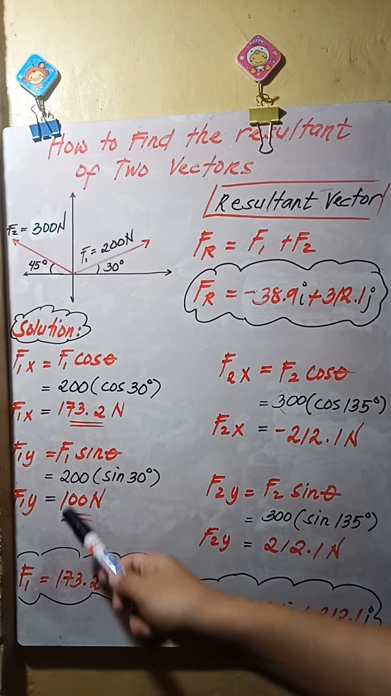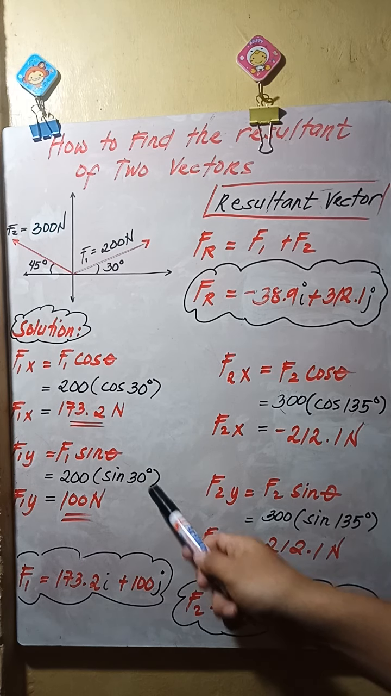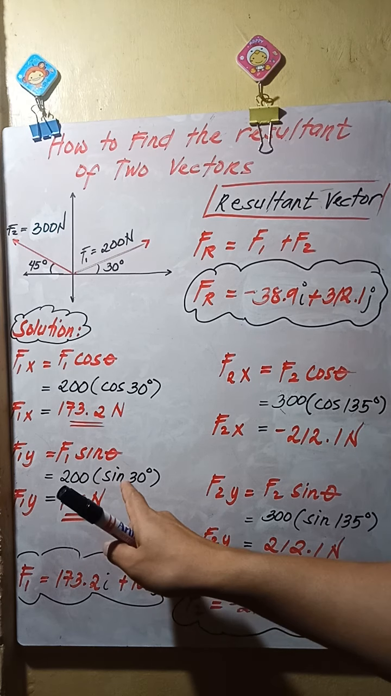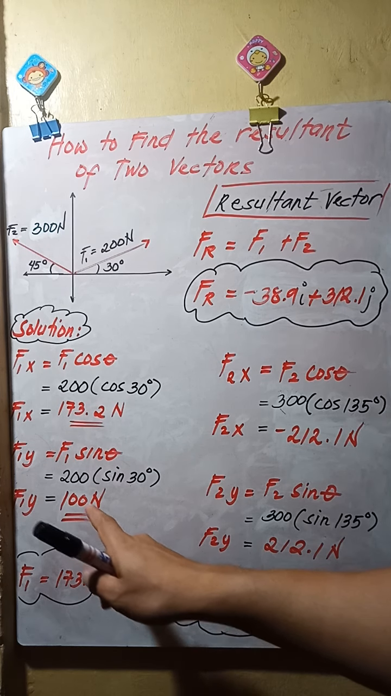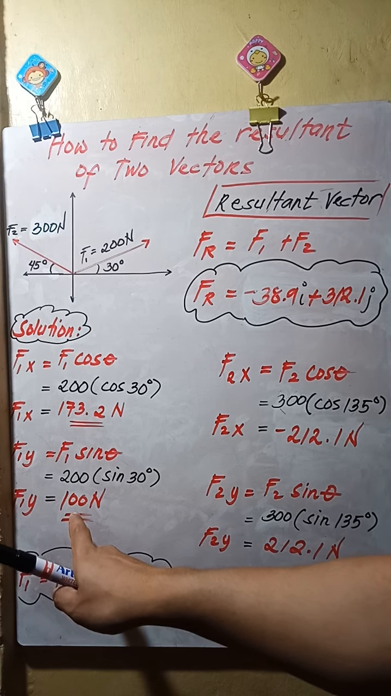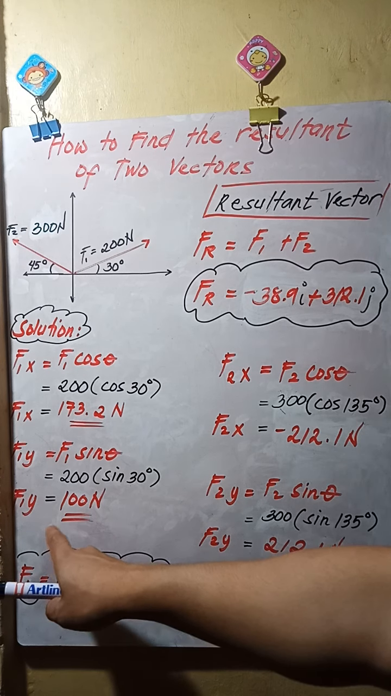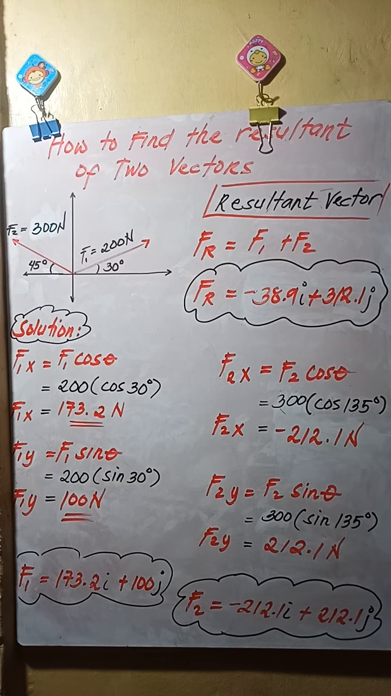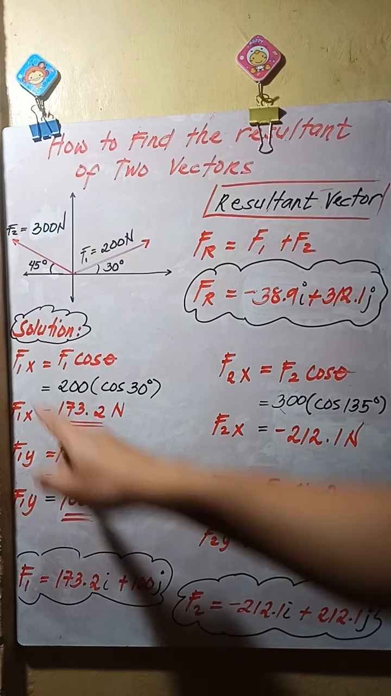So, again, when you multiply 200 times sine of 30 degrees, that is just 1/2. 200 times 1/2, you just simply 200 divided by 2, that is just 100. So, that is just 100 Newton. So, ito yung magiging component natin. Yan yung magiging component vector natin ng F1.